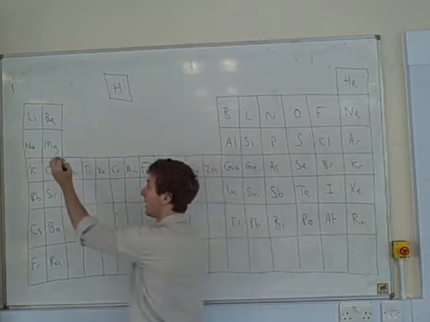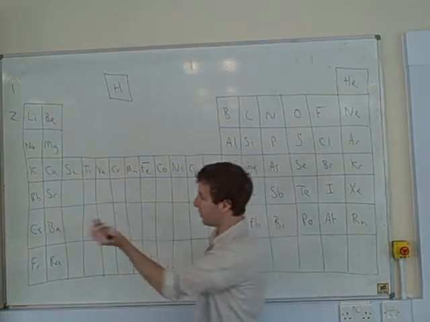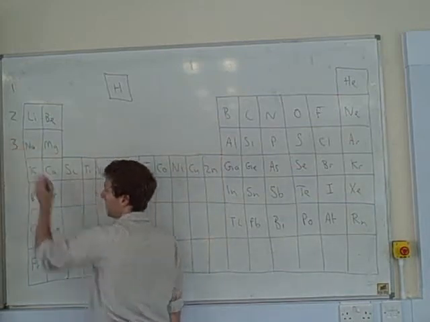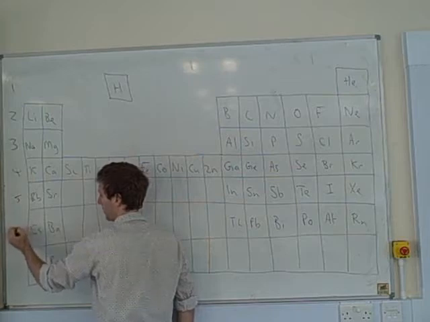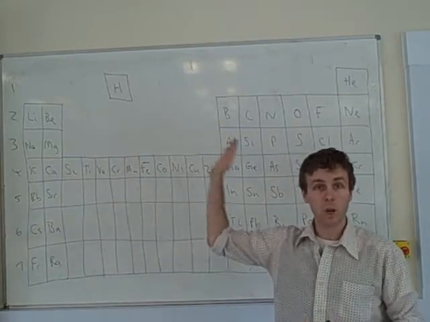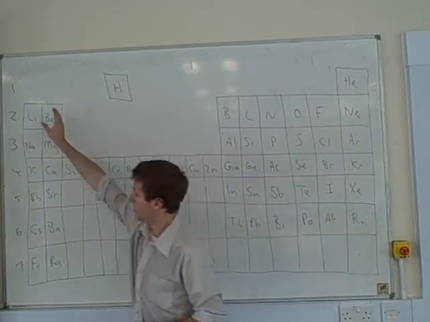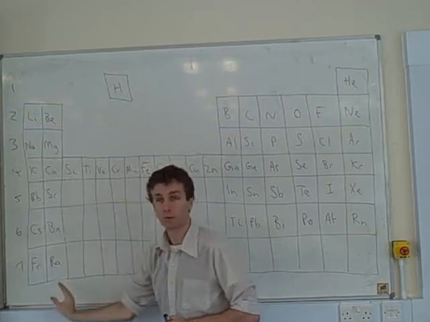Period 2 is lithium, beryllium, boron, carbon, etc. And then period 3, sodium, magnesium, aluminium and all that. And then 4, 5, 6, 7. And then going down, we have our groups. So across is periods and down is groups.